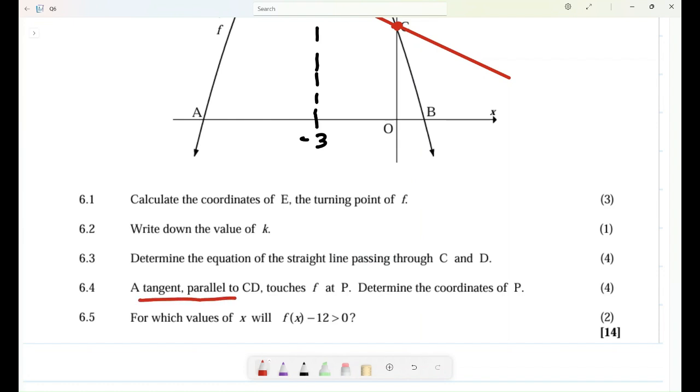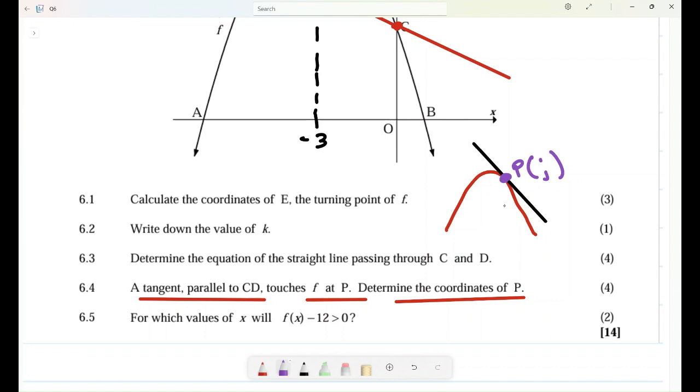So we are told that a tangent parallel to CD touches F at P. Determine the coordinates of P. So now this is a scenario of us having a graph and a tangent, a function and a tangent. Remember what happens is that they share the coordinates. So here will be the coordinates of P. I repeat, our function as well as our tangent share a coordinate, right? And at this specific point, the gradient is the same. The gradient of this line is the same as the gradient of this function.